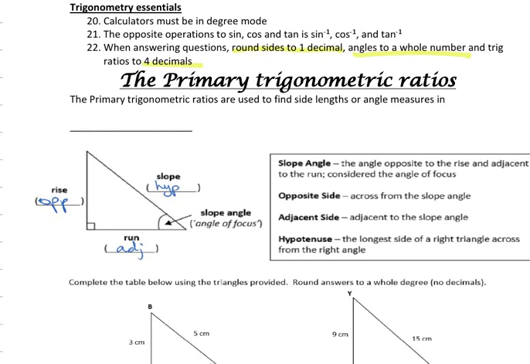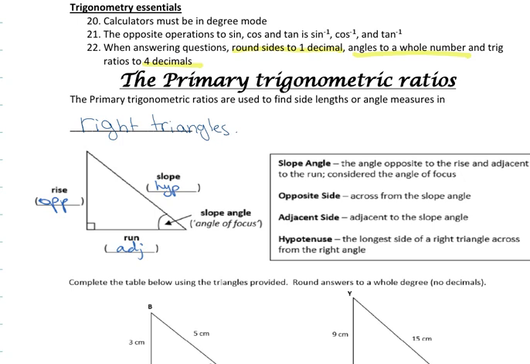So the primary trig ratios, you're going to hear me say that word too often. These are ratios that we use when we are solving for either sides or angles in a right angle triangle. These are only used if we have a right angle triangle. The primary trig ratios are basically sine, cosine, and tan. We're going to discover these as we go, all together.